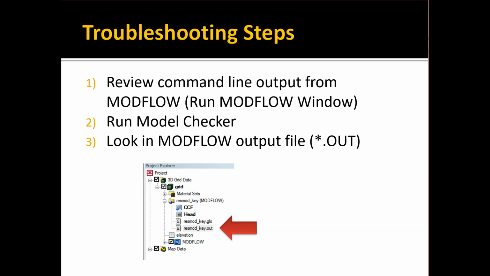Another thing you can do is look in the MODFLOW output file. When you read a solution into GMS, including a solution that doesn't converge, there's a .out file. If you double click on that, it opens up a text file that is generated by MODFLOW, and that text file sometimes has really important diagnostic information. For example, it may tell you which cell has the largest head change, and you can look at that cell and sometimes figure out what's going on with it.